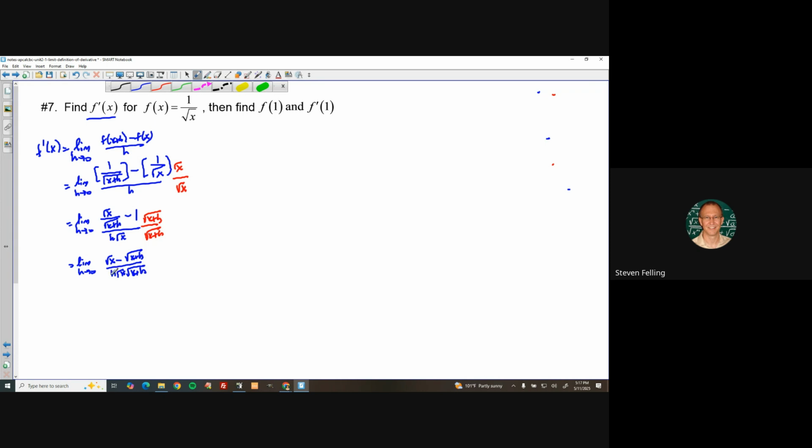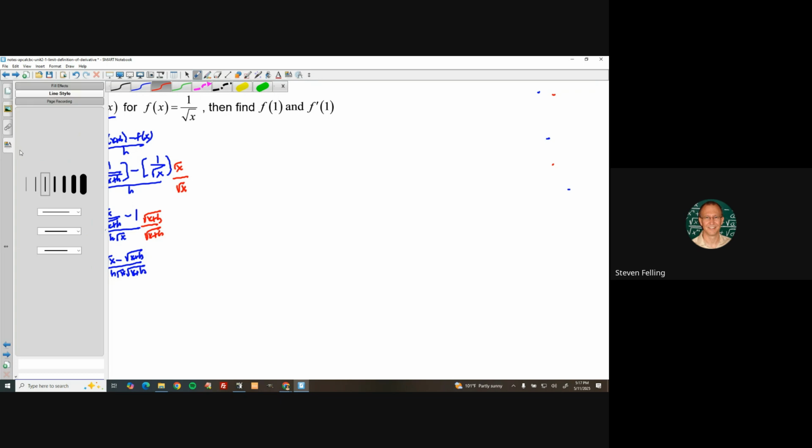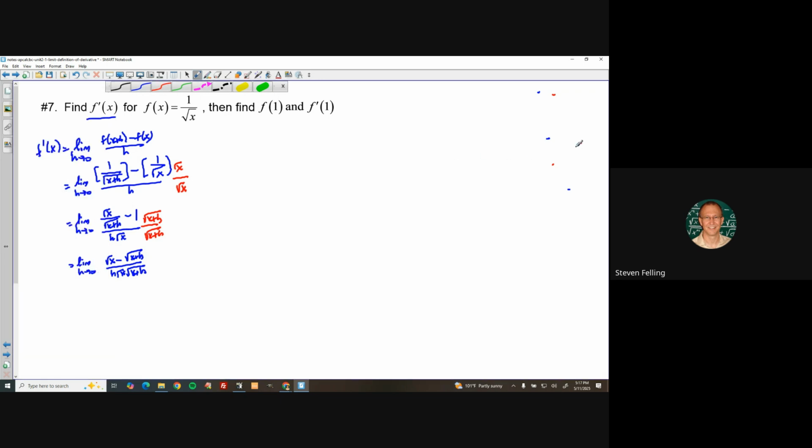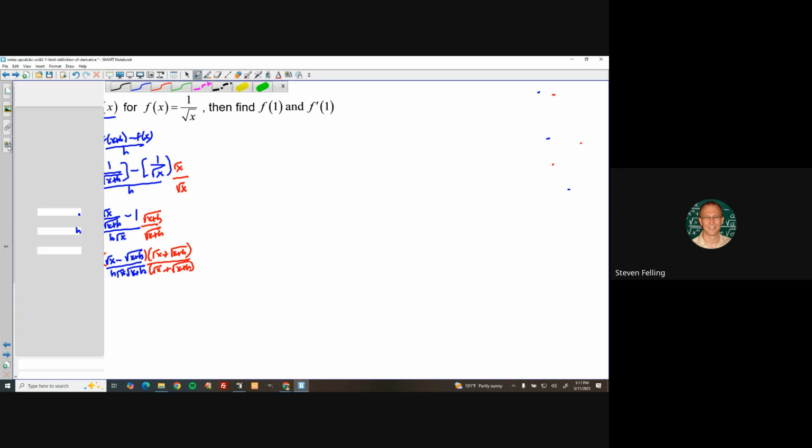All right, so what can we do next? Well, now we've got radicals with something minus something. I'm going to multiply by the conjugate of the numerator. So I'd say square root of x, but change this to a plus: square root of x plus h over... Every time I'm multiplying by something in red here, I'm just multiplying by 1. I'm just choosing to write it a different way.